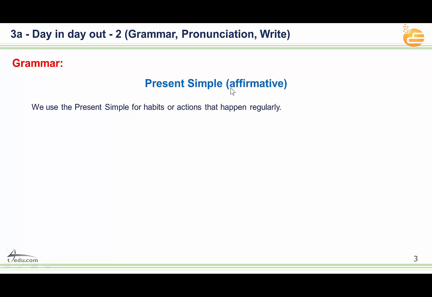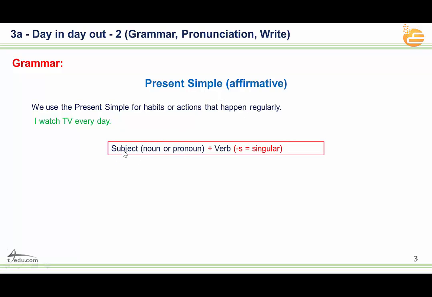Is it clear for you? The actions or the habits which happen regularly, every day, every month, every week. Let's take an example. When I say 'I watch TV every day', I have to use the present simple tense. This sentence, I made it in the present simple tense: I watch TV every day. Now I have a question: how can we make a sentence in the present simple tense?